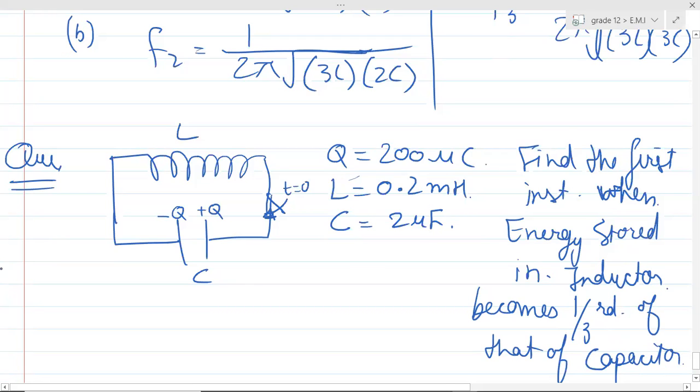Okay, so basically what is the only thing you need to find out? You need to find out an instant when this thing happens. The energy stored in the inductor is basically 1/3 of that of the capacitor. Okay, start.